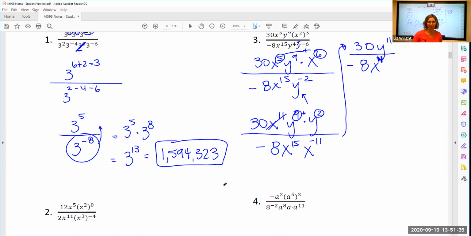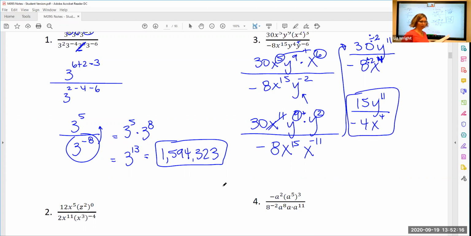At this point, we're done simplifying our x's and y's, but is there anything we can take out of 30 and 8? I'm hoping you're saying yes, we can at least take out a 2. So let's start with that. I see that they're both even. I can take out a 2. So then I'm going to get 15 y to the 11th all over negative 4 x to the 4th. Can I simplify that anymore? No. There's nothing more for you to take out of the 15 and the 4, so that's going to be it. So you have 15 y to the 11th all over negative 4 x to the 4th. All right, and that ends up being your answer for that one.